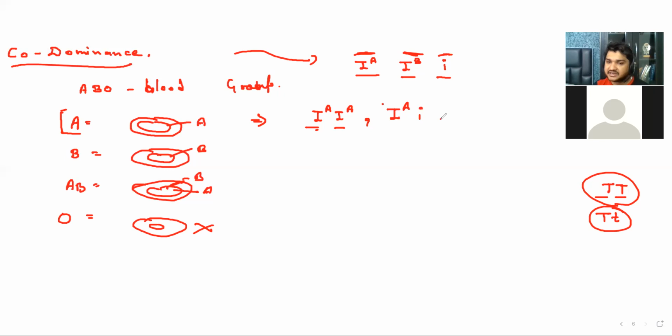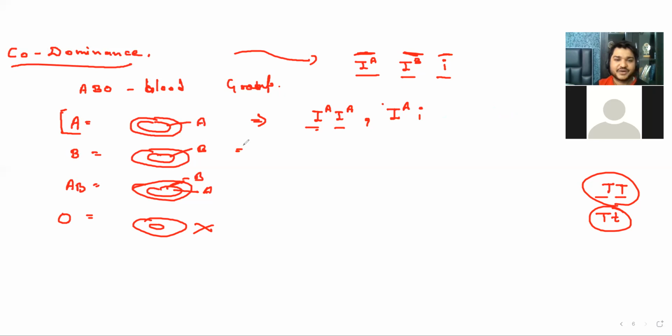Is there any other option for the A blood group? No. Are you sure? If I write like this, IA and IB, then what is the problem? Well, that's not A. That's not blood type A. That's blood type AB. So should I write this or should I delete that? Delete it. Delete the last part too.